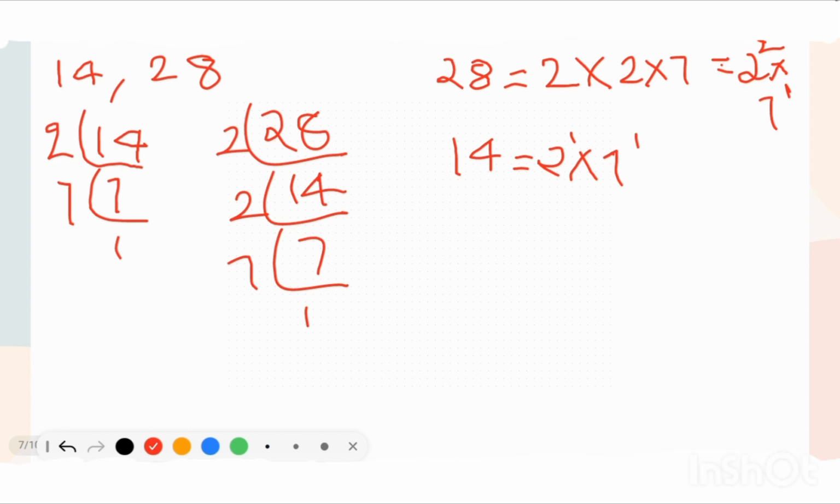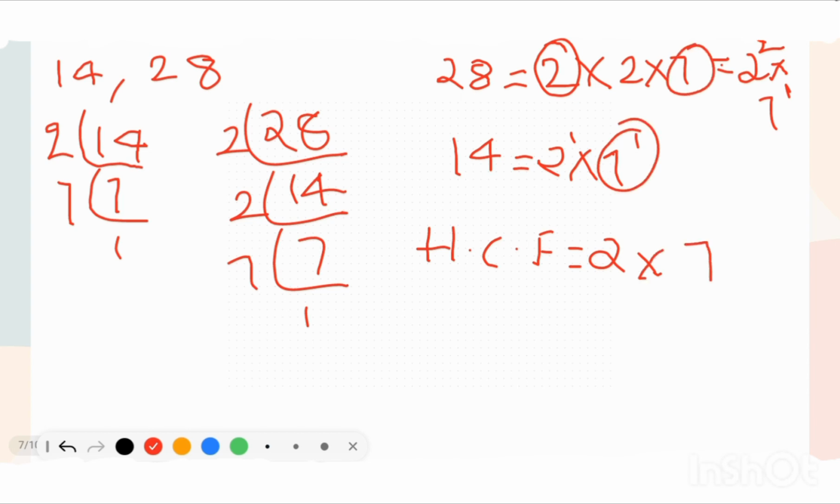So now we have to find the HCF, right? What we do is, we only take common factors, that means those present in 28 as well as 14. So 2 is present in 28 as well as 14, and 7 is present in 28 as well as 14. Now we will take the smallest power. What is the smallest power, 2 square or 2 power 1? 2 power 1. And 7 power 1 in both, they are the same, so I will put 7 power 1. So 2 7s are 14.